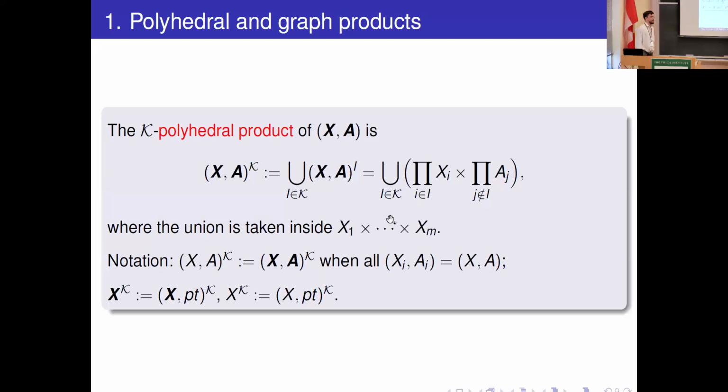We have notation: (X, A)^K is the polyhedral product when all X_i are X and all A_i are A. And we have one more notation: if all A_i are a point, we write it like this.